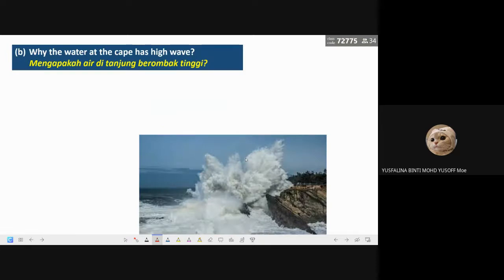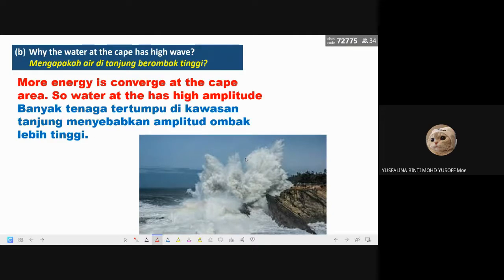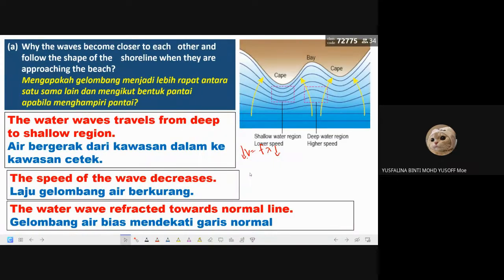And then for B, why does the water at the cape have high waves? More energy is converged at the cape area, so the water at the cape will have a high amplitude, just like we see in the diagram here. Because you can see all the energy is being converged into one point, so all energy will be pointed at this one point. That's why at the cape you can see there is a high wave, because all the energy will be converged here.